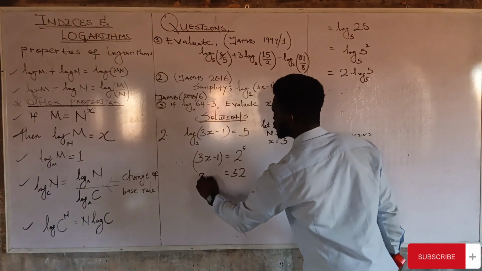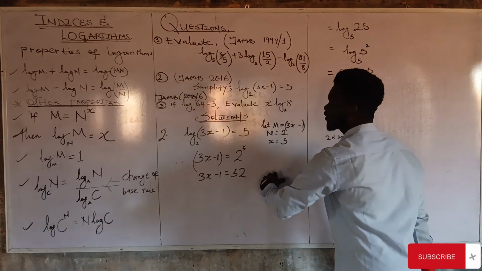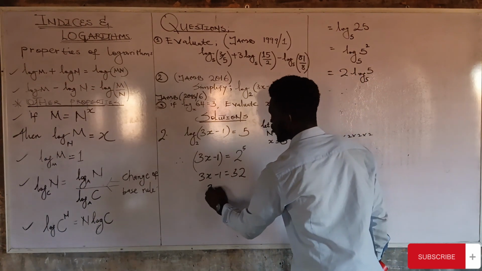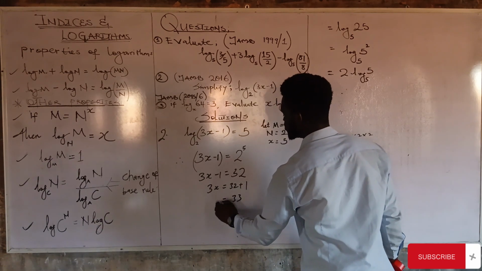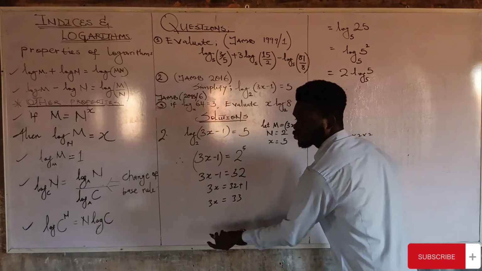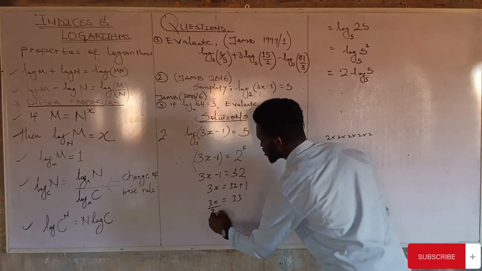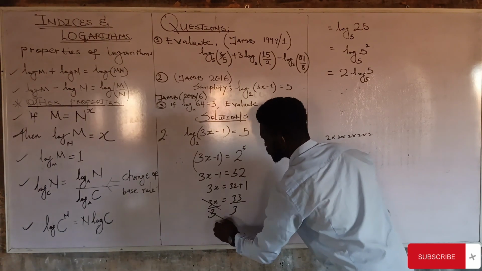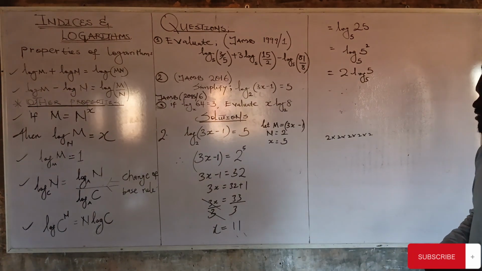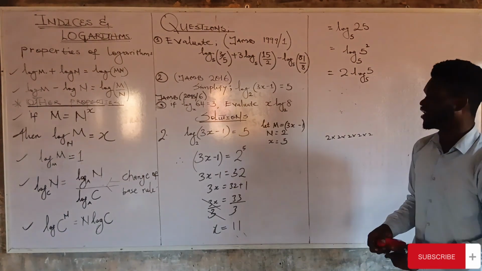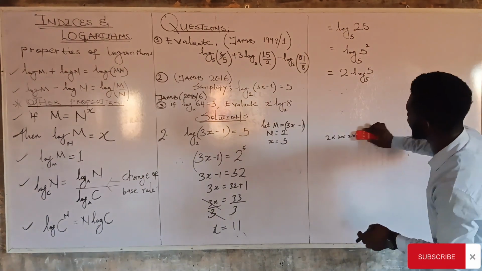32 is equal to 3x minus 1. Transpose the 1, so 3x is equal to 32 plus 1, and we have 33. So this is 3x. To get your x, what will I do? Divide both sides by 3. So 3 cancels 3, and x is equal to 11. So we are getting x to be 11. This is one method to solving that question.